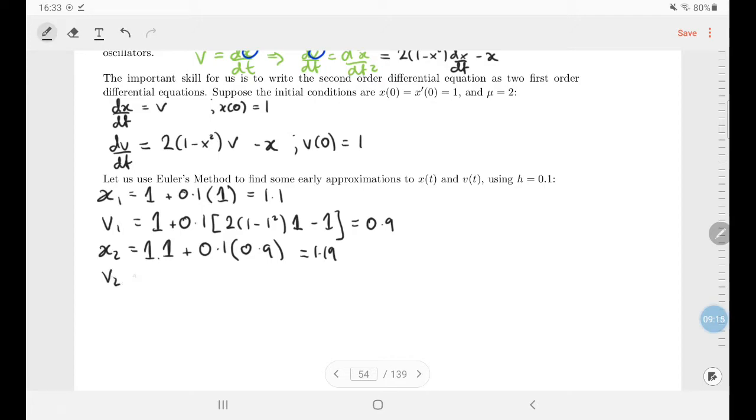Now v2. Let's see what happens and see if we can explain it after that. So you get 0.9, that's the previous v value, plus step size 0.1 times this term. So you get 2 times 1 minus, what's the previous x? 1.1 squared, times the previous v, which was 0.9, minus the previous x, which was 1.1. Now I'm going to calculate this, and then we'll do some coloring in just to explain what was going on.